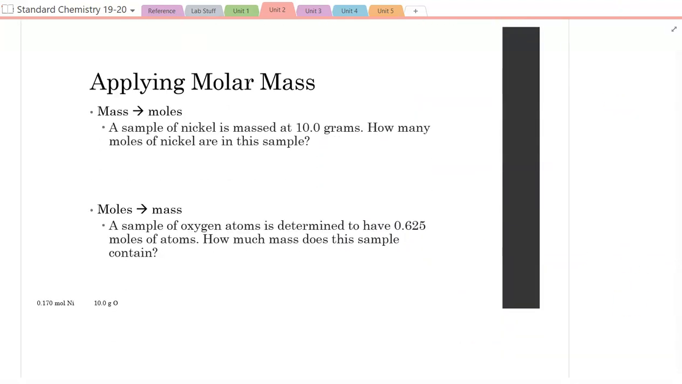Let's apply it and see how this works. So, applying molar mass, let's go and see this example. This one already outlines that it's going to go between mass and moles, but let's make sure we understand why that works. We have a sample of nickel, so the element here is provided as nickel, massed at 10.0 grams.